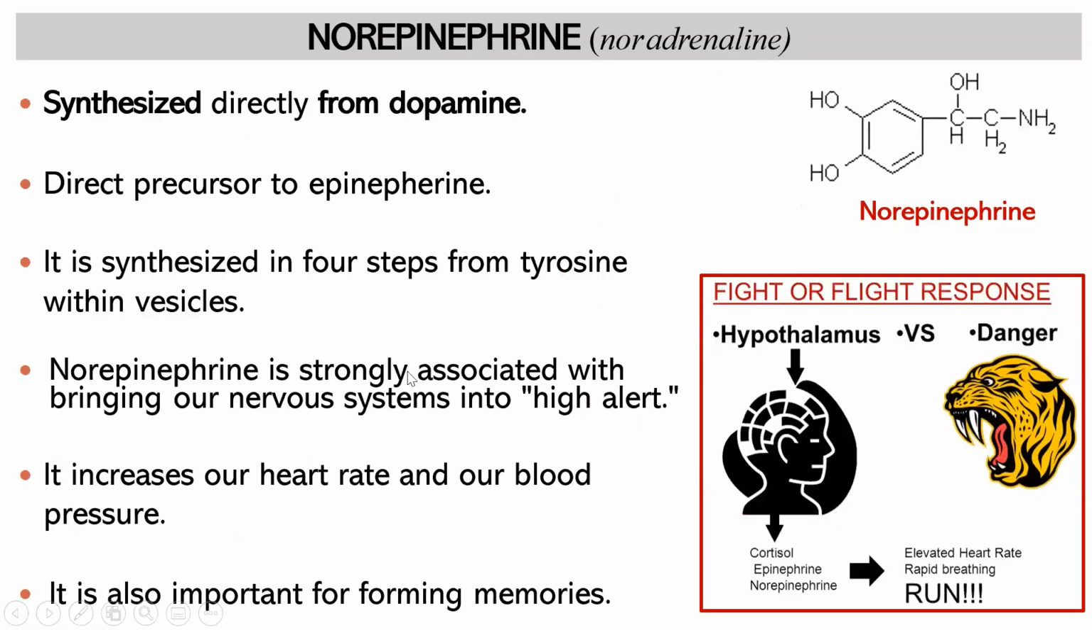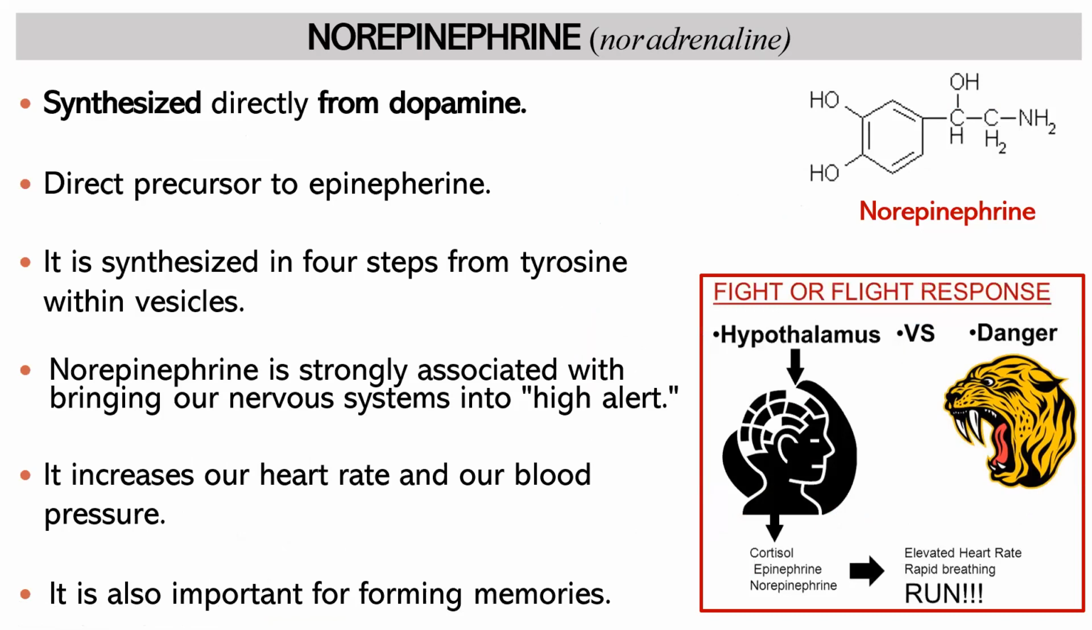Then comes norepinephrine. This is synthesized directly from dopamine. So, we just learned about dopamine, so it's synthesized from there. And it is a molecule that is a precursor to epinephrine. And it is something that is strongly associated with putting our nervous system into high alert.